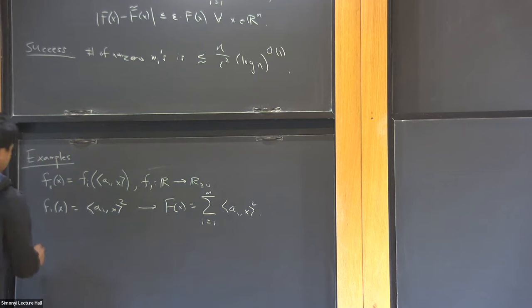So why might anyone care about this? You can also put an absolute value. When I say to the pth power, what I mean is absolute value to the pth power. But you can also put just absolute value to the one. I'll talk about that too.